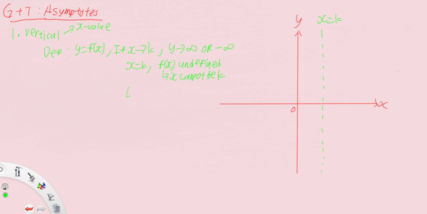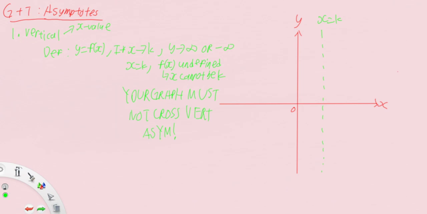Which also means one thing, and it's very important, your graph must not cross the vertical asymptote or intersect the vertical asymptote. Because if your graph does cross the vertical asymptote, it will imply that there is a value at x equals k, when in fact it doesn't. So this is an important point.